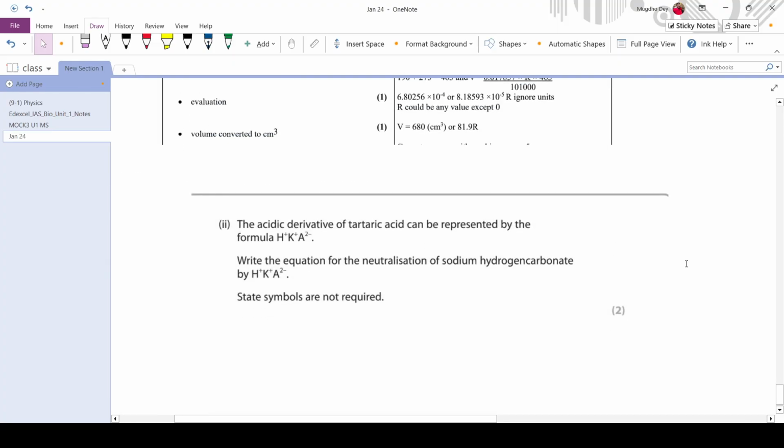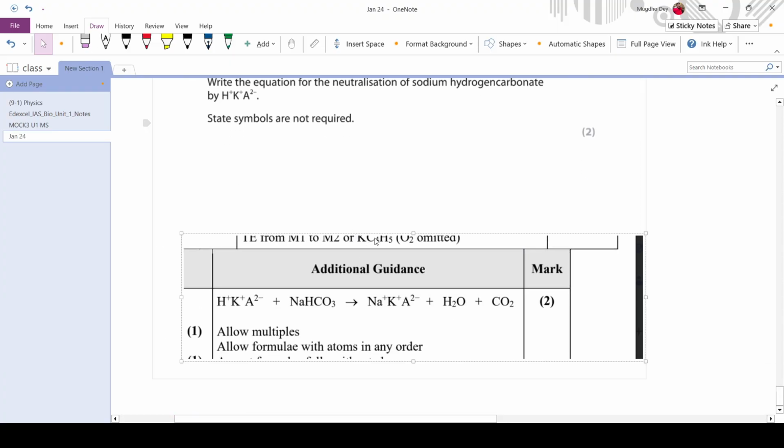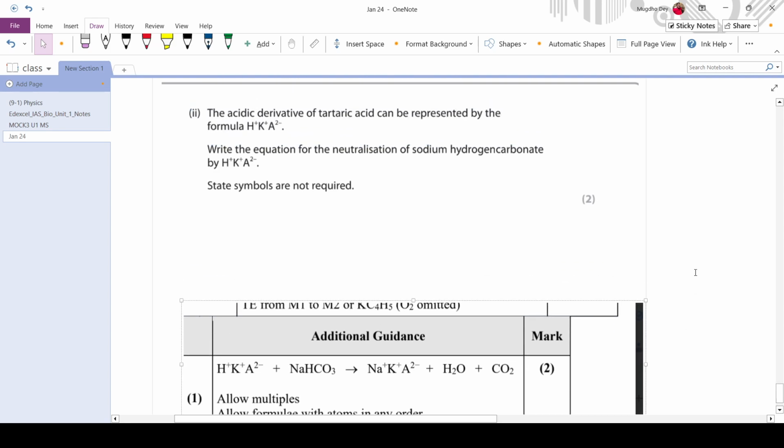This one. Write the equation for the neutralization of sodium hydrogen carbonate. So what is happening in a... so this is the reaction, if I'm not wrong. I saw this in the MS.